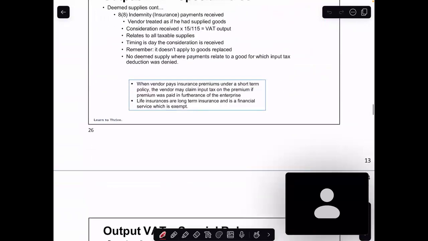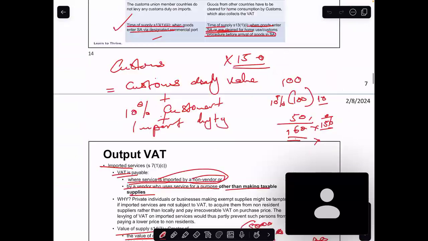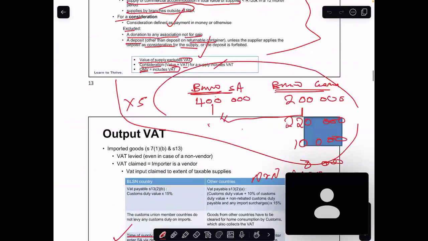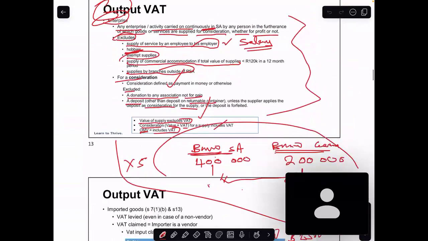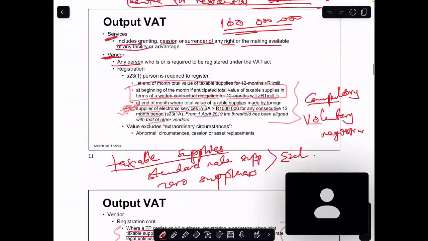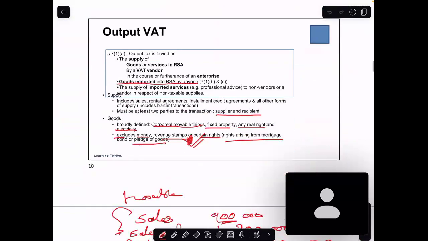All right, I want you to note something so that even in the event you decide to further your studies, you won't have a problem. All right, output VAT. When do we charge output VAT, or when do we levy output VAT?